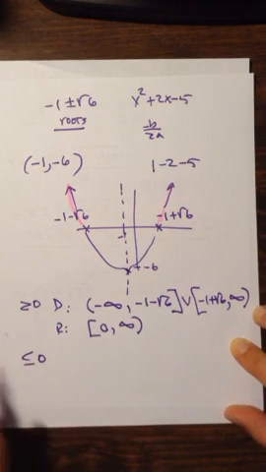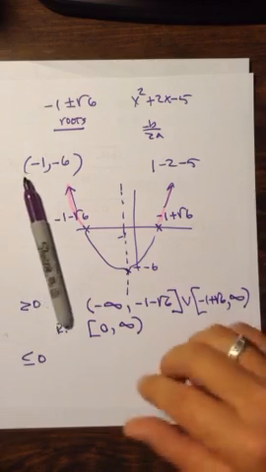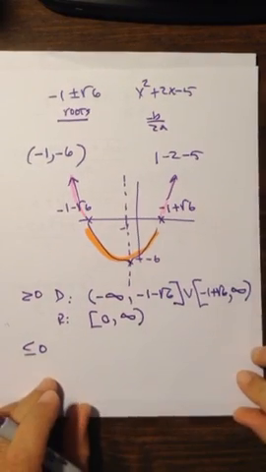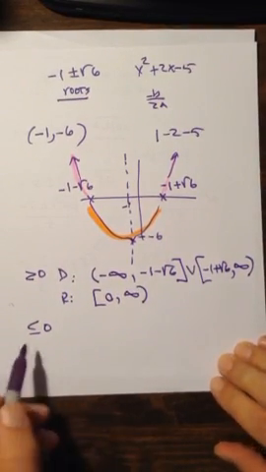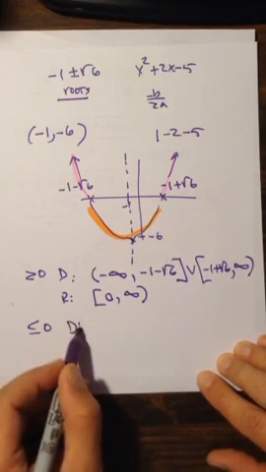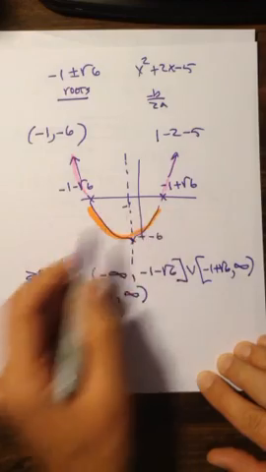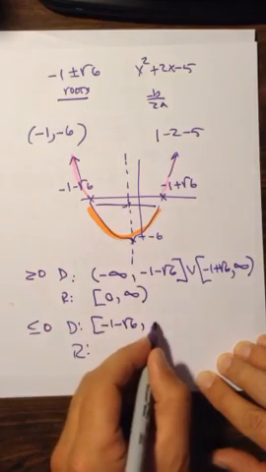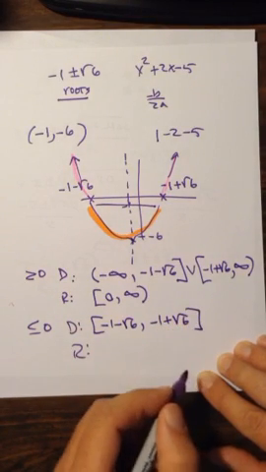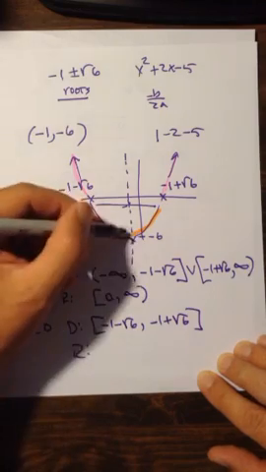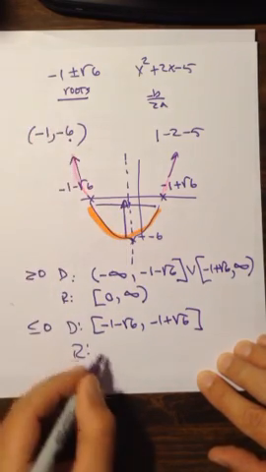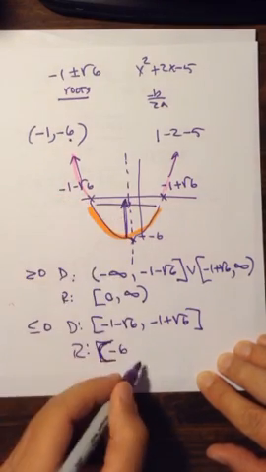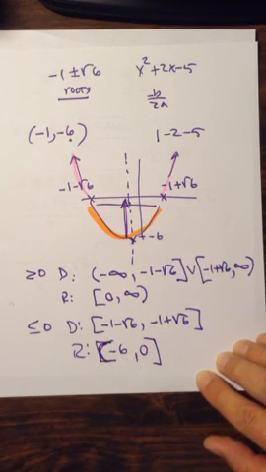Now where it's less than or equal to 0, let's do that in orange. For the domain, we have a hard stop at negative 1 minus root 6, and it goes all the way to negative 1 plus root 6, and it stops again. When I have the range where it's less than or equal to 0, this is where I needed my vertex. So I have a hard stop at negative 6, and it goes right to 0, and that's a hard stop there. That's it, all done.